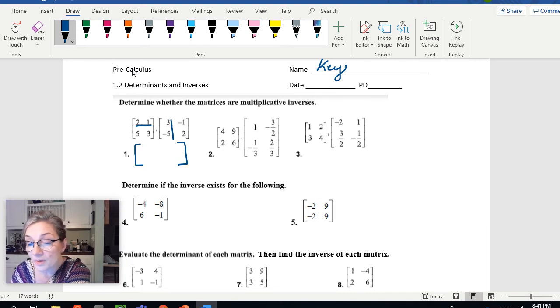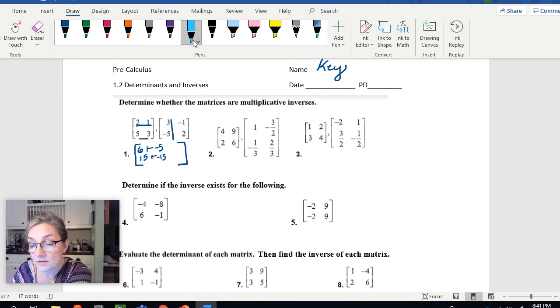The easiest way to know is to go ahead and multiply them out, and then what I should get is an identity matrix to know what their multiplicative inverse is. So I'm going to take the 2 times 3. I went ahead and drew my lines in. I've got 2 times 3 is 6, plus 1 times -5 is -5. I'm going to go ahead and do the bottom piece down here, and that's 5 times 3 is 15, plus 3 times -5 is -15.